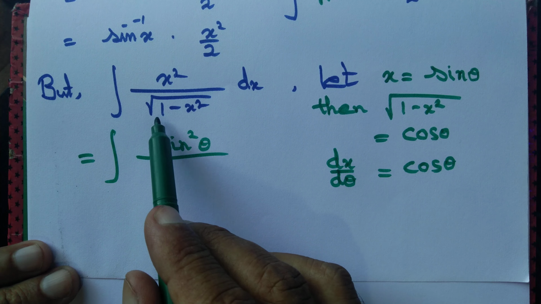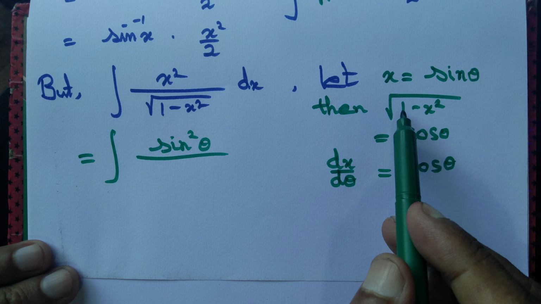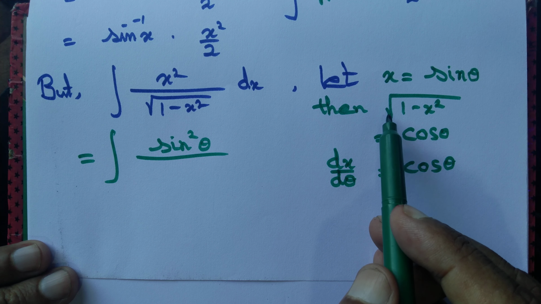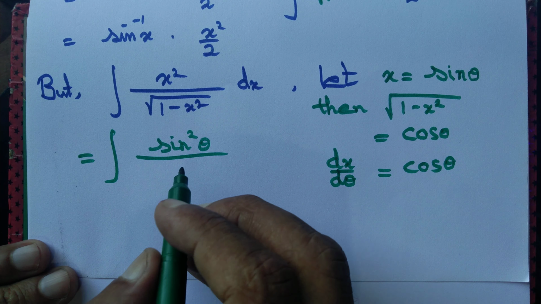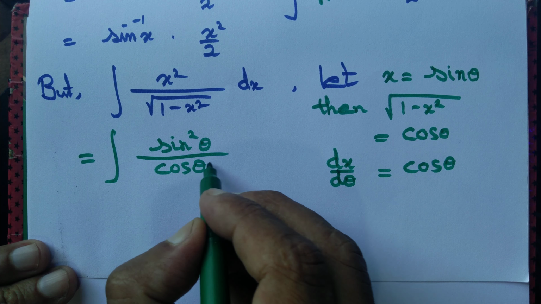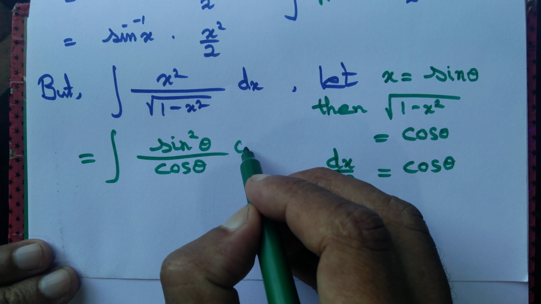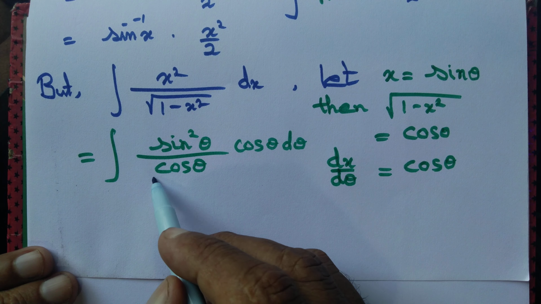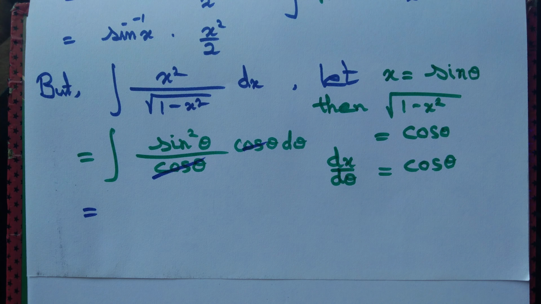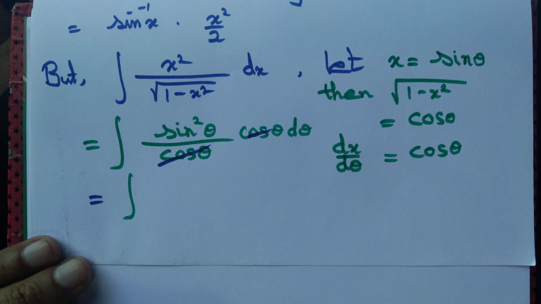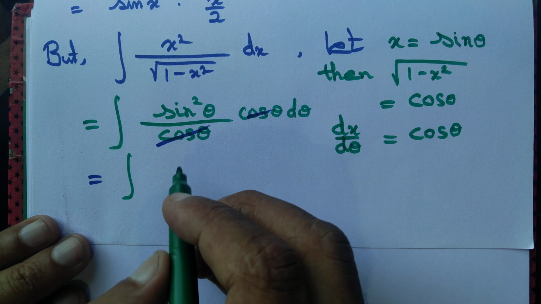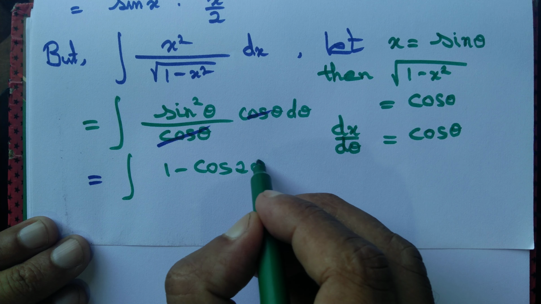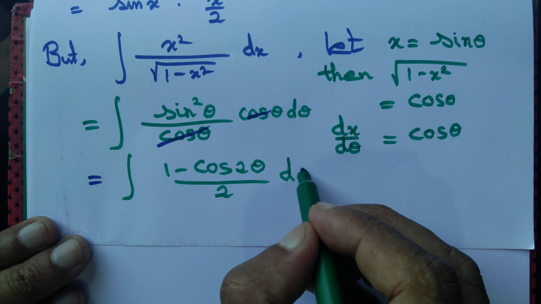What about the denominator? 1 minus x square, that is 1 minus sine square theta, which is cos square theta, and the square root of cos square theta is just cos theta. And then we can write dx as cos theta d theta. Okay, we can cancel cos as well. Nice. Okay, sine square, how can I integrate it? There are so many techniques. The easier one will be just writing sine square as 1 minus cos 2 theta by 2. That's the formula for sine square theta.